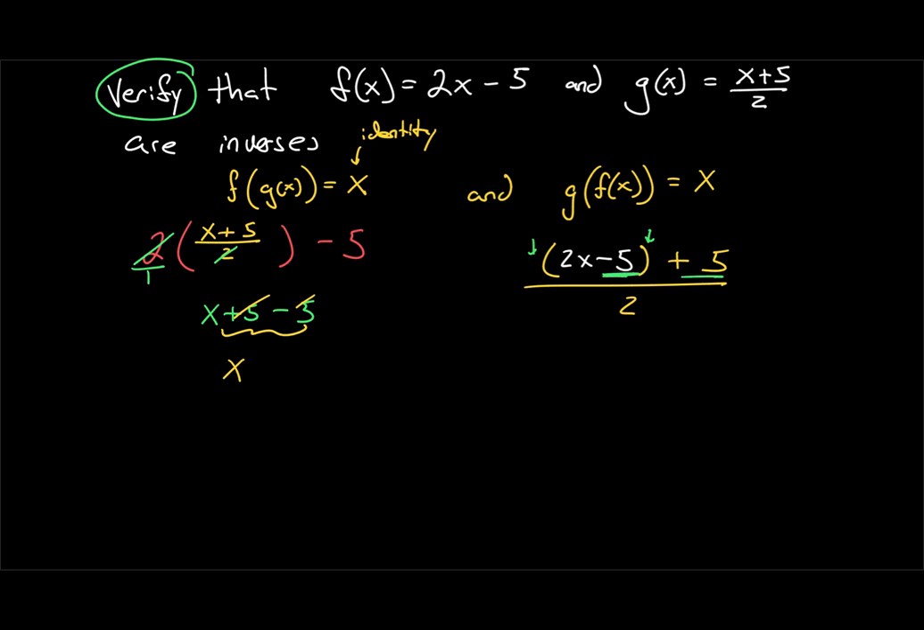When negative 5 and positive 5 combine, they cancel each other out, leaving 2x divided by 2. The 2's can also be canceled out, leaving me with just x in the long run. So both sides have indeed simplified to be x. Therefore, we have successfully verified that these two functions are inverses of each other.